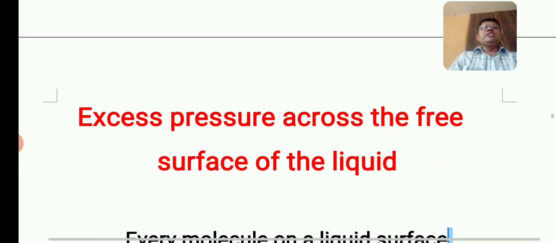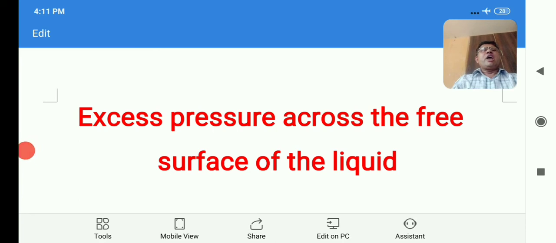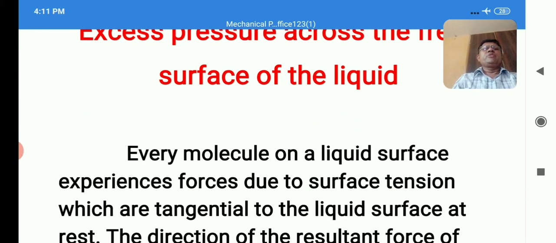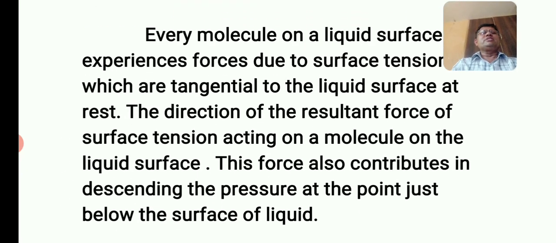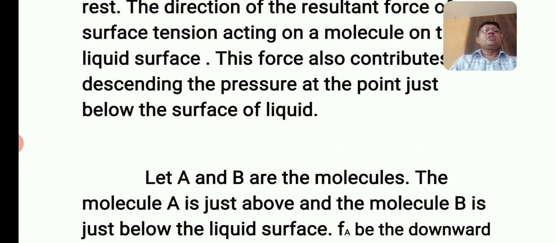Now, our next article is excess pressure across the free surface of a liquid. Every molecule on a liquid surface experiences forces due to surface tension which are tangential to the liquid surface at rest. The direction of the resultant force of the surface tension acting on a molecule on the surface is along the liquid surface. This force also contributes to decreasing the pressure at a point just below the surface of the liquid.